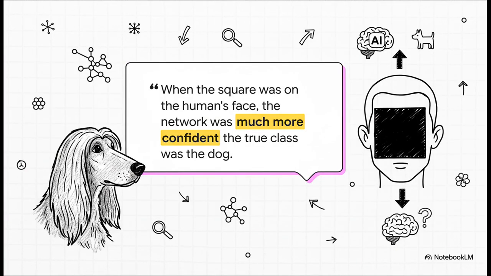And you know what? This technique can dig up some really weird stuff. In this classic example, researchers were testing an AI on a picture of an Afghan hound. Now, when they covered the dog's face, the AI's confidence dropped. That makes sense. But, and this is the crazy part, when they covered the human's face in the background, the AI's confidence that it was seeing a dog actually went up. It showed the AI was getting totally confused by the person.